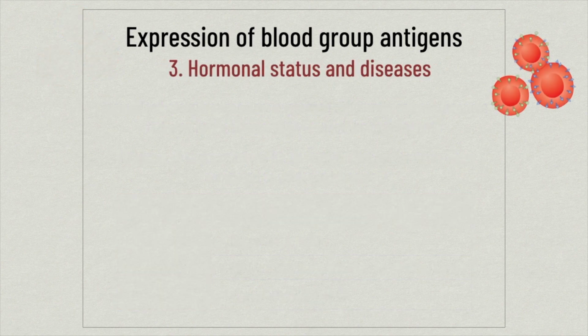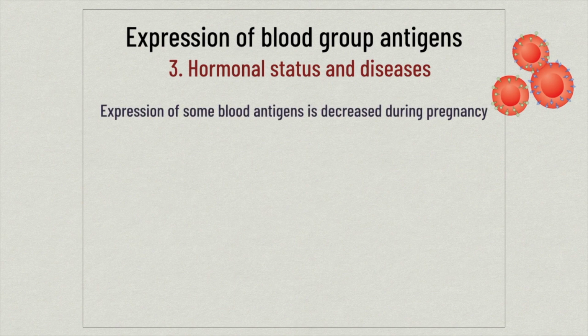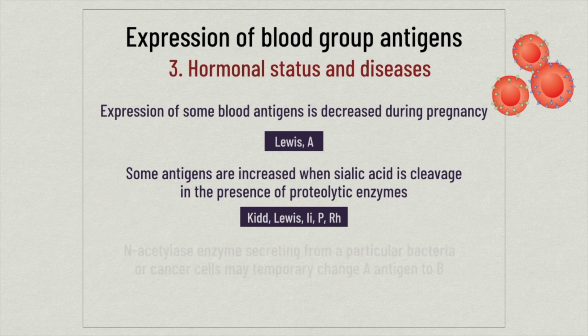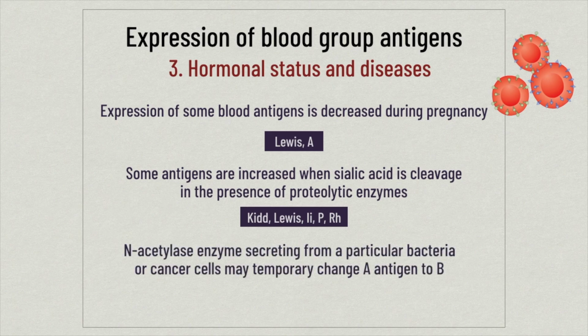Third, hormonal status and diseases. Expression of some blood group antigens is decreased during pregnancy, such as Lewis and A. And some antigens are decreased when sialic acid is cleaved in the presence of proteolytic enzymes, such as KIDD, Lewis, I, P, and Rh. N-acetylase enzymes secreted from particular bacteria or cancer cells may temporarily change A antigen to B, known as acquired B.